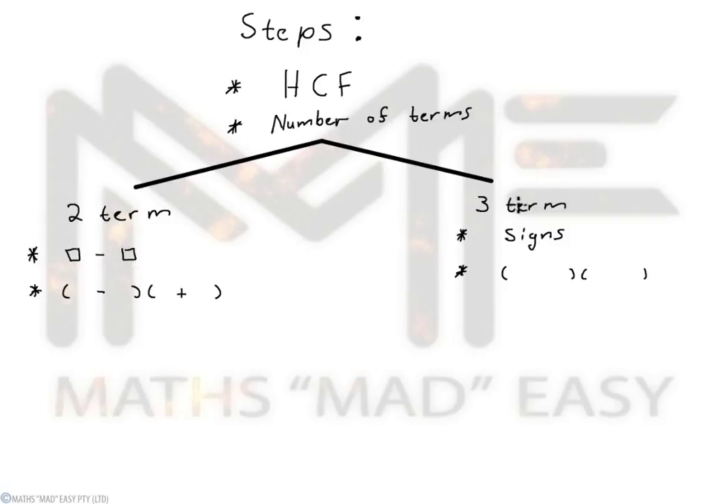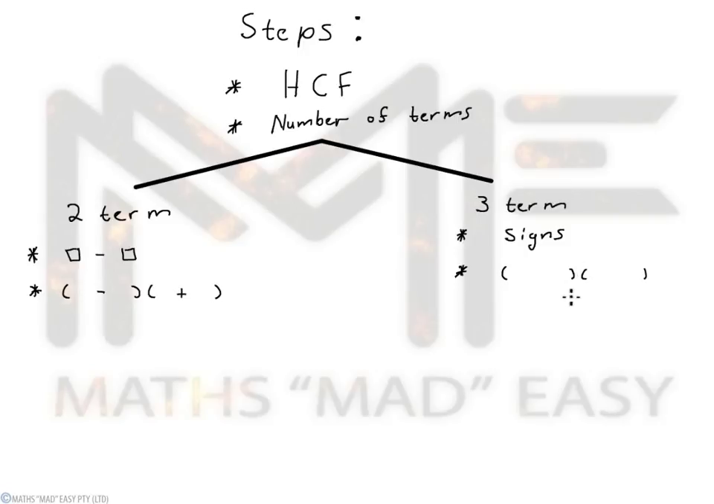Okay. If it is a three term, then the first step will be a sign. This is for the grade 10s. You have to check your signs. But I will explain this as we reach the part for the grade 10s. After you check your signs, you're going to go to your brackets.